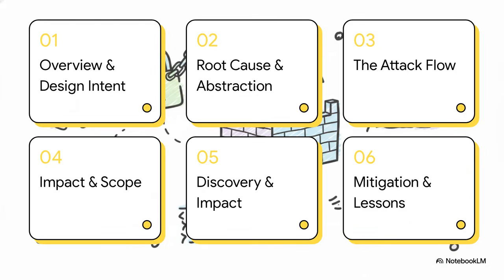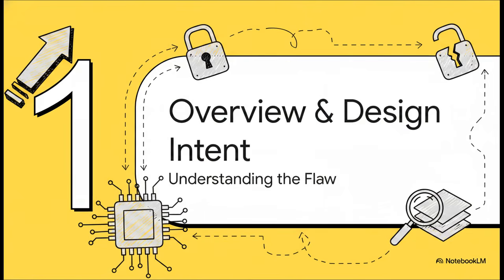Here's our roadmap for the explainer today. We're covering the overview and design intent, the root cause, the exact attack flow, the impact and scope, how it was discovered, and finally, some actionable mitigation and key lessons. All right, Section 1, Overview and Design Intent. Let's understand what we're actually dealing with here.